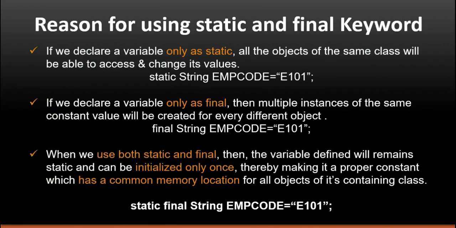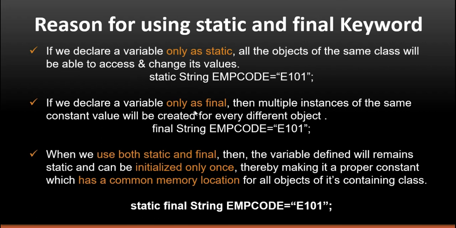Next is the reason for using static and final keyword. Why use static and final keyword for creating constants in Java? When you use the static keyword, that variable will be available for all the objects of that class and all objects will be able to access that variable. So only once that variable is created. That is the advantage of using a static variable. Only once, it will not be created again and again for all the objects or instances.